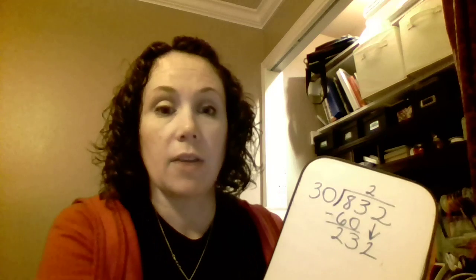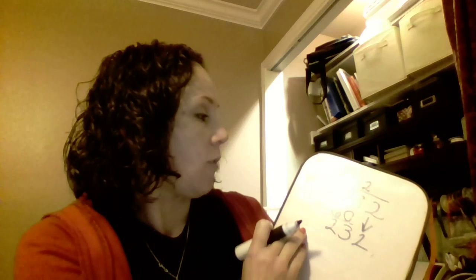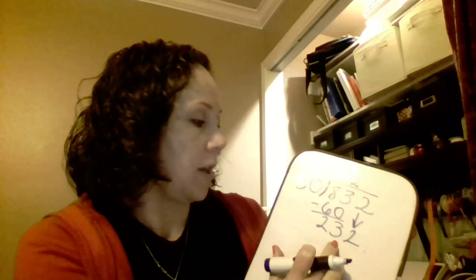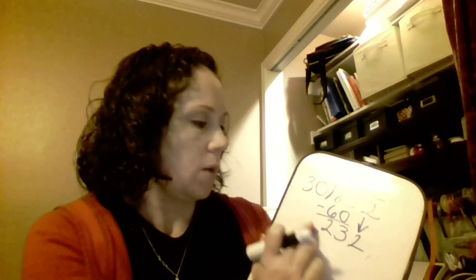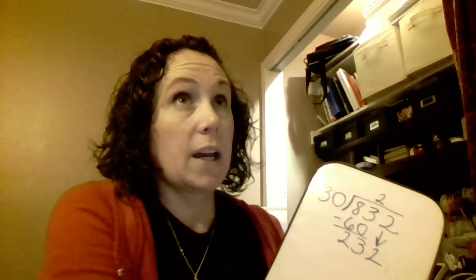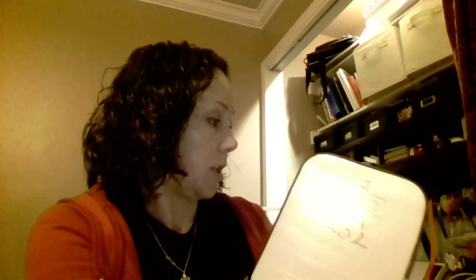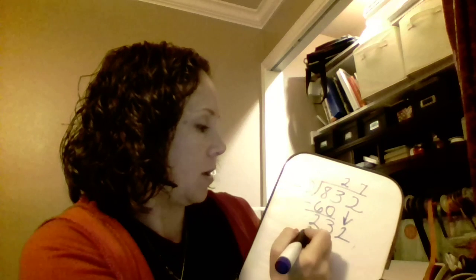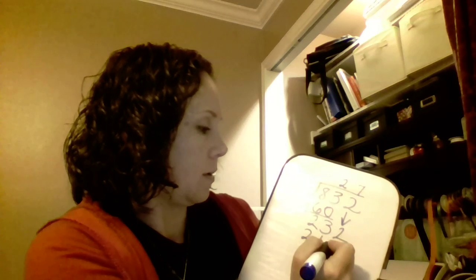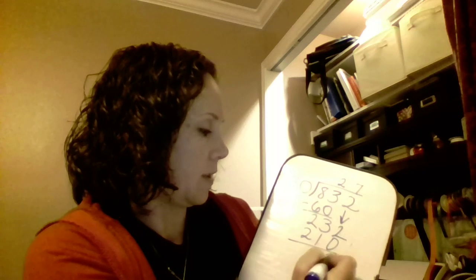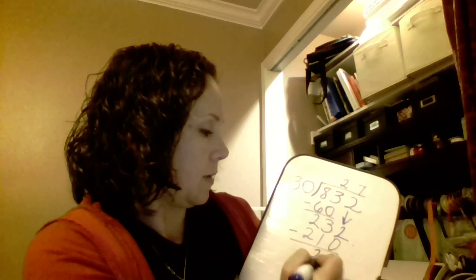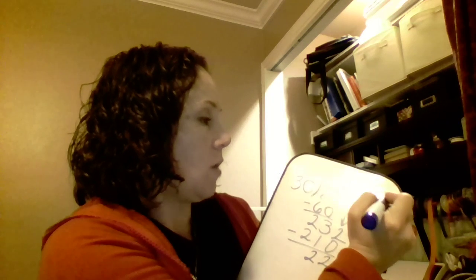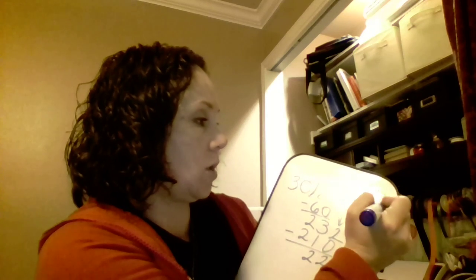232 divided by 30. Now, we're going to think about it as 3 into 23. How many times will 3 go into 23? Well, 3 times 7 is 21. Let's try that. 7 times 30. Subtract it out. So we have a 27 with a remainder of 22. Okay, the next one we're going to look at is a little bit harder still.